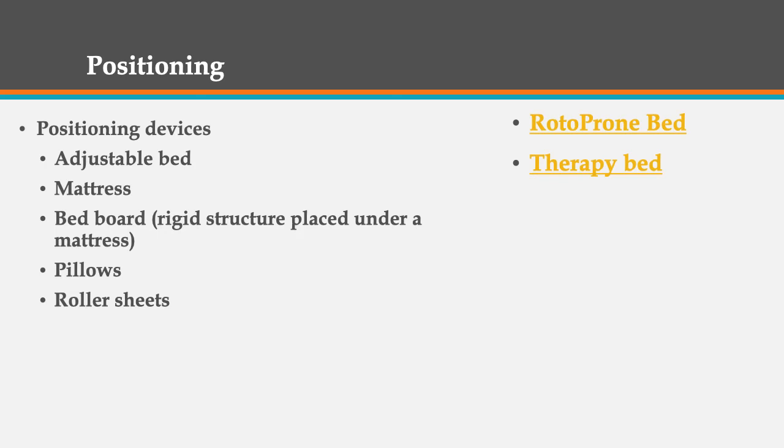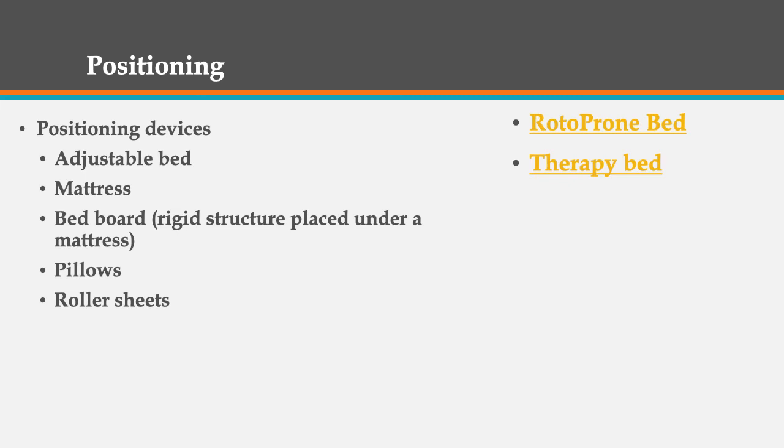So there are a lot of positioning devices out there that we can use: adjustable beds, mattresses, bed boards, pillows, roller sheets. Nurses use roller sheets whenever you're changing a patient to an alternate position. This kind of helps you from stooping over too far or reaching too far, and also prevents you from twisting a lot in your upper body.